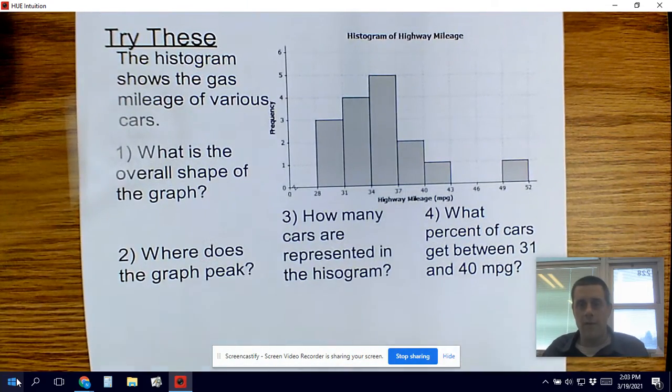All right, on the screen I have one more histogram for you to check out. So pause the video, answer these 4 questions. When you're ready, come back, check your work to see how you did.